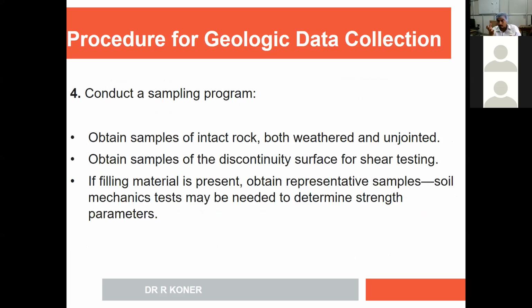Obtain the sample out. If no joint is observed, an intact sample is sufficient. If there is a joint plane, that you have already asked rightly. If there are multiple joint sets observed, then the sampling program should come from all those joint sets, so that your sample is representative of all the joint sets present in the field. That you have to take care of.